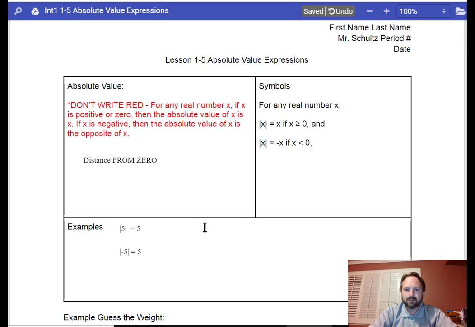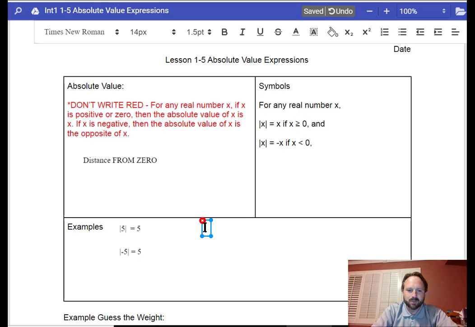Literally, what's the absolute value of 42? Well, how far from 0 are you? You're 42. What if you have the absolute value of negative 99? Okay, well, if you go negative 99 feet that way, how far are you? You're 99 feet away. That's it. That's absolute value. Let's continue.